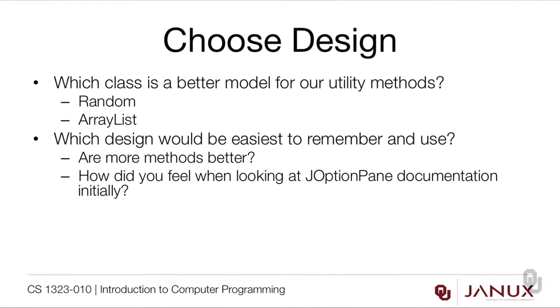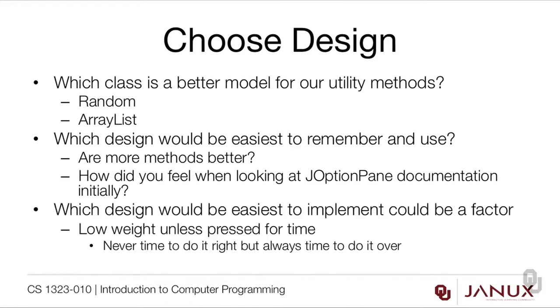So let's think about it. Are more methods better? Well, how did you feel when we first looked at the JOptionPane documentation initially? Or maybe the collections documentation? Didn't it feel overwhelming? Didn't it feel like there had to be an easier way to do this? Probably that's how you felt. I know that's how I felt when I looked at it the first time. So we want to keep things sort of lean and mean. And I really think that the overloaded method way of doing things is the better choice here by this criterion too.